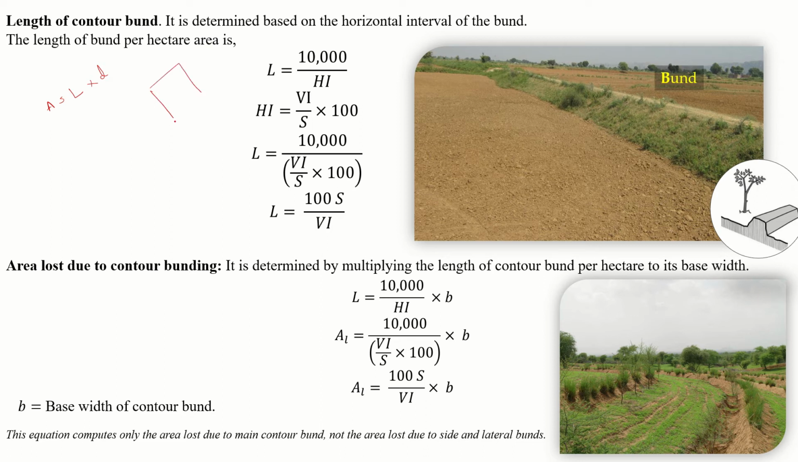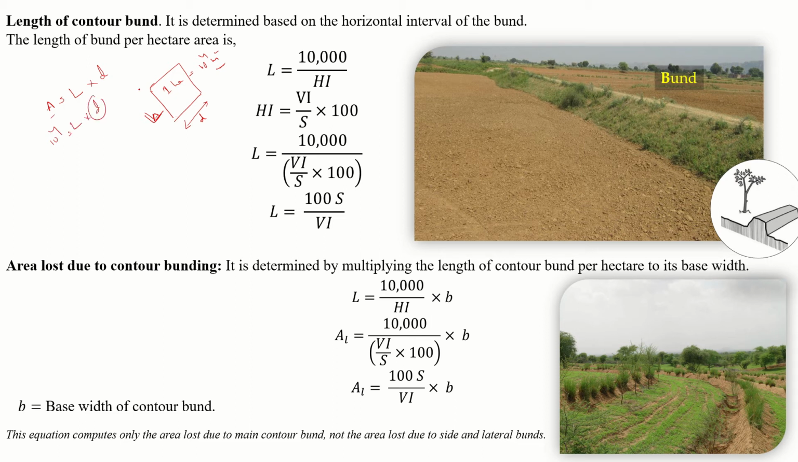Suppose this is my area, and this is your total area. This is your length, and this is my breadth, called D. Assume the total area is 1 hectare. You know 1 hectare is 10 power of 4 meter square. So can I substitute the area with 10 power of 4? So, length into distance.